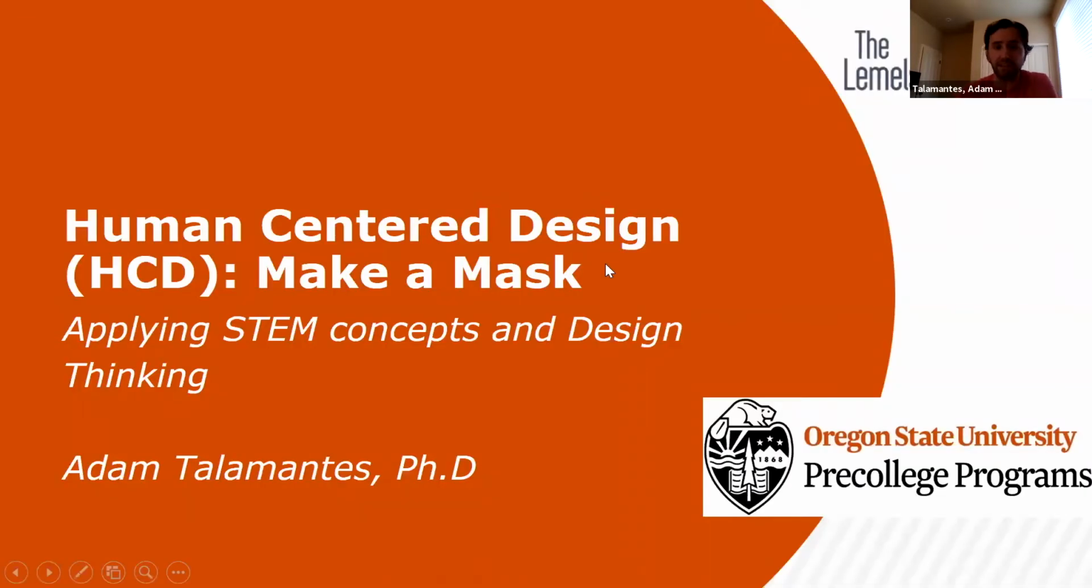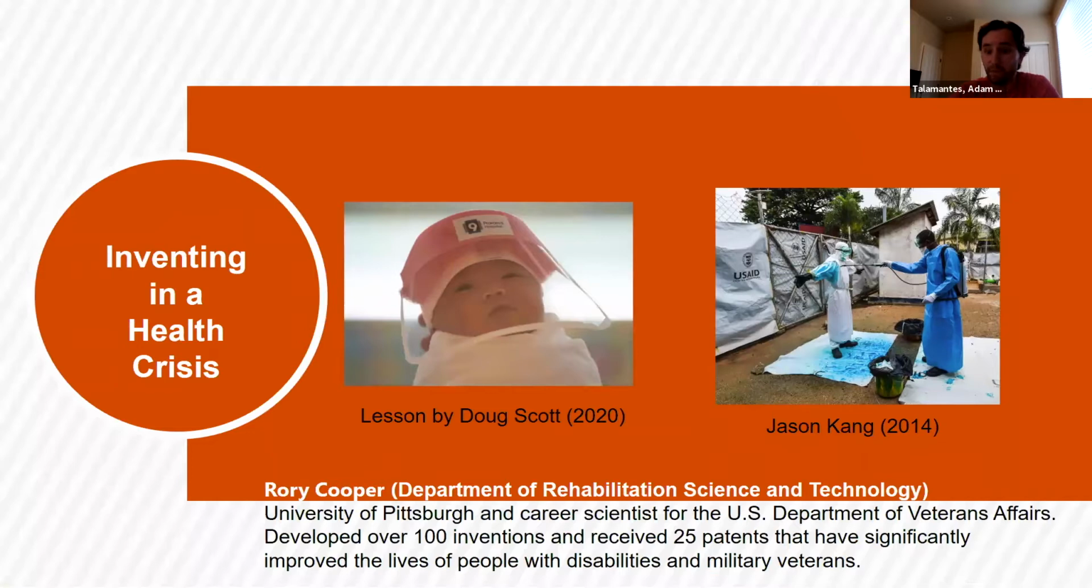So today is called Human-Centered Design, Make a Mask. And before you came here today, you filled out some information about making a mask. And right now we know that we're kind of inventing in a health crisis. Oftentimes in a health crisis, there's a saying like, look for the inventors, look for what people are doing, look for the ways that people are helping. And so here are two examples of that.